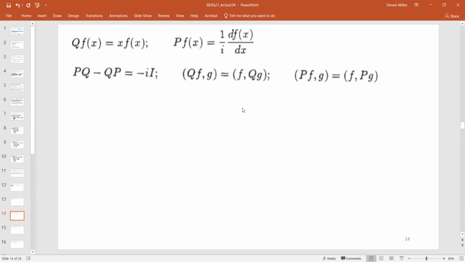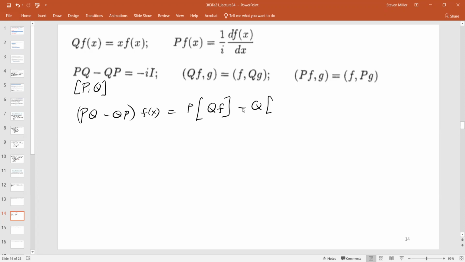So this over here is the commutator of P and Q. And so we're saying that these operators do not commute. It's equal to minus i times the identity. So for instance, let's just apply them. So let's apply PQ minus QP acting on some function f of x. So this is going to be P of Q of f minus Q of P of f, right?